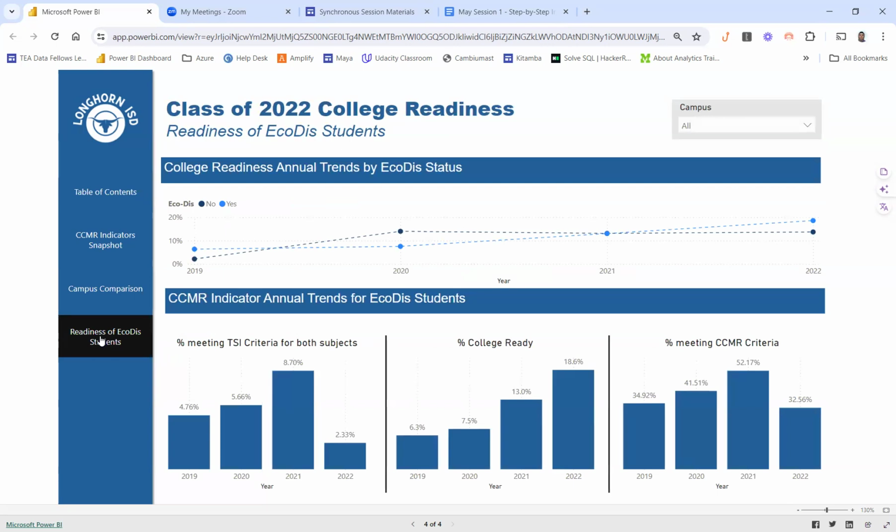Readiness for economically disadvantaged students. Light blue is yes, economically disadvantaged. Dark blue is not economically disadvantaged. So it shows me the data, as you see, in 2021, it was almost the same percent. And then the last thing we're going to look at is CCMR indicator trends for economically disadvantaged students: percent meeting TSI criteria for both subjects, college readiness, and percent of meeting CCMR criteria.